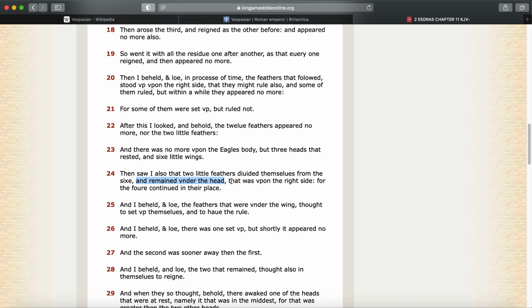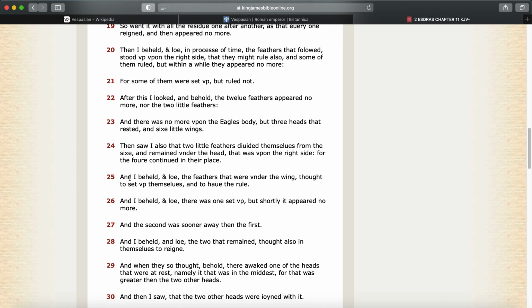Because there's 3 heads, which the first 3 heads were who? I want to say Julius, Pompey, and Crassus, if I'm saying his name right. Those were the 3 heads, but they did end up coming back. Spoiler alert, they ended up coming back as Vespasian, Titus, and Domitian. It says, "And remain under the head." That's how you know reincarnation is true. It says, "And remain under the head that was upon the right side, for the 4 continued in their place."